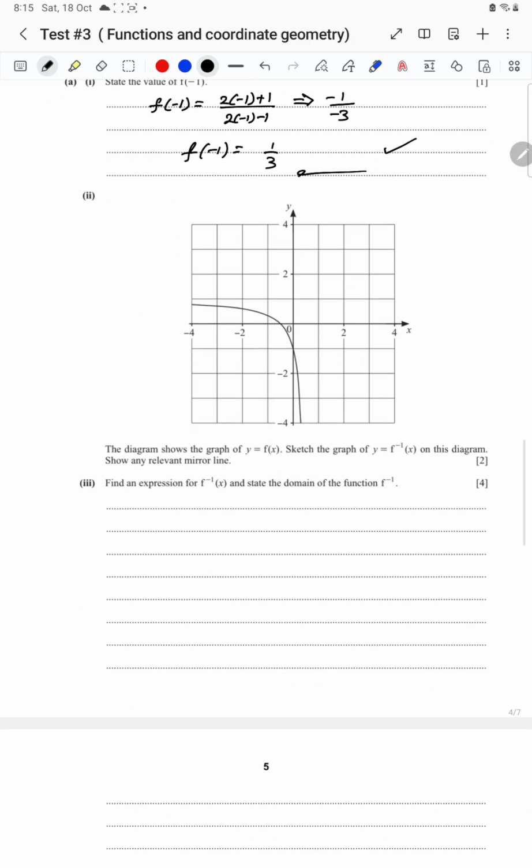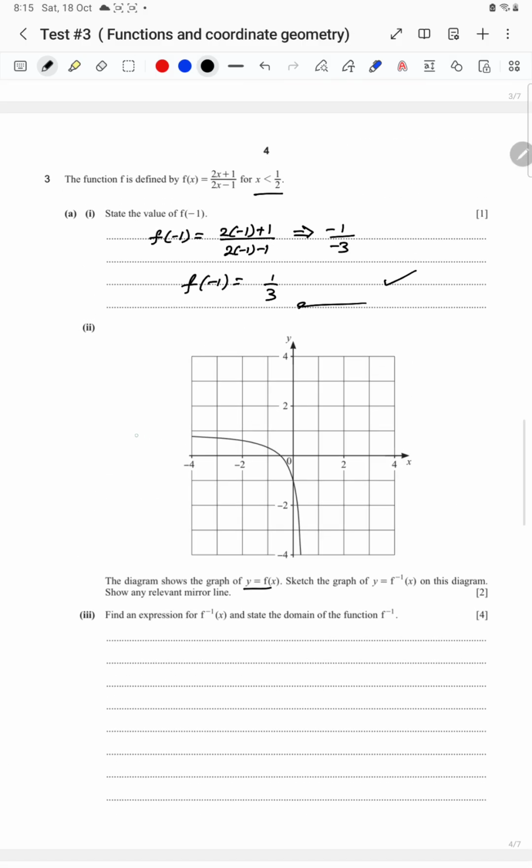Now part 2 of the question. The diagram shows the graph of y equal to f of x. Okay, that graph is given. This is the y equal to f of x graph already given to us. Sketch the graph of f inverse on this diagram. Show any relevant mirror line. Again mirror line. So the mirror line, you know, will be y equal to x. I can draw this line by this. This is y equal to x, the mirror line as defined above.